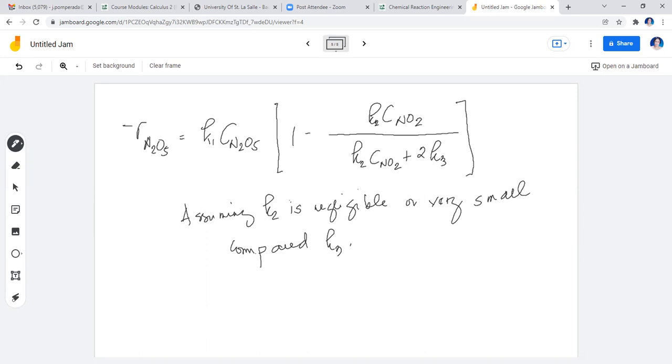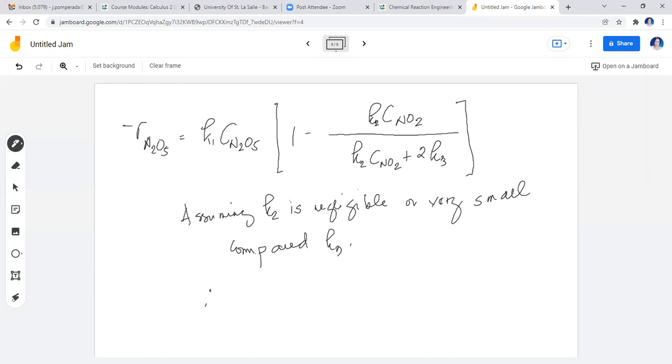It's either you say K2 is negligible, you cannot say K2 is 0 because that will make the mechanism wrong already. So it's either you say K2 is negligible, meaning its value is very small compared to K3. If this one is very small, and you divide it with something that is very big compared to it, a very small quantity divided by a very big quantity will result to a very, very small quantity because it's already small. If you divide it further by something that is very big, it's very small. This very small quantity, if subtracted from 1, will simply make it like subtracting nothing from 1. So this would be 1.